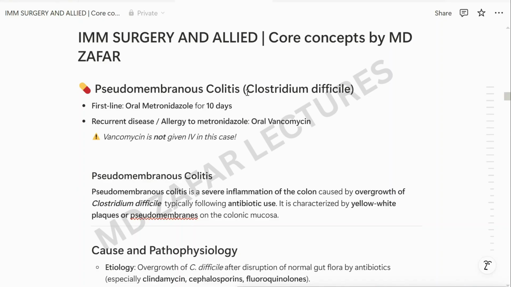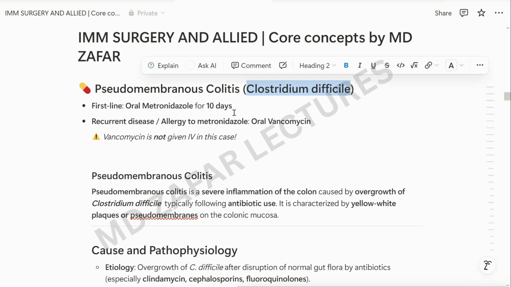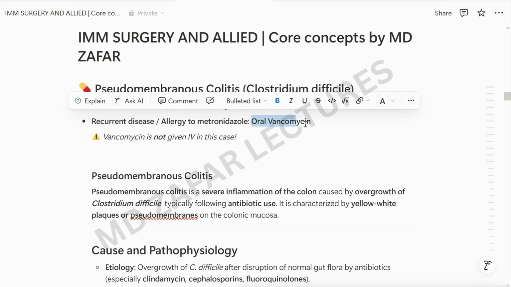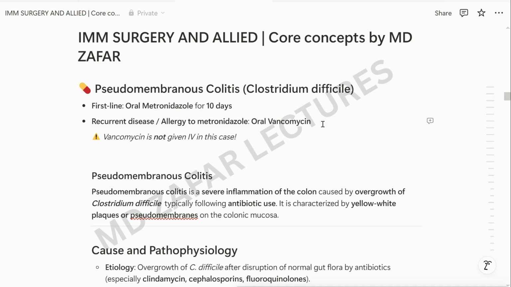Today we are going to talk about pseudomembranous colitis. It is a disease which is caused by Clostridium difficile. Now the overview of the treatment, and then we will talk about pseudomembranous colitis in detail. So the first line treatment is oral metronidazole for 10 days. If the disease is recurrent or if the patient is allergic to metronidazole, then oral vancomycin will be the treatment of choice. So now we will talk about pseudomembranous colitis in detail.